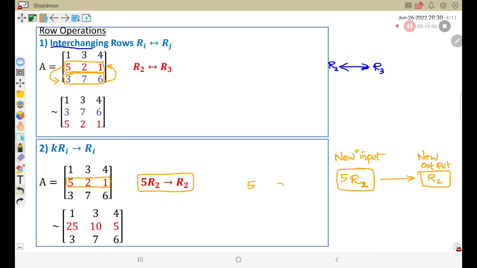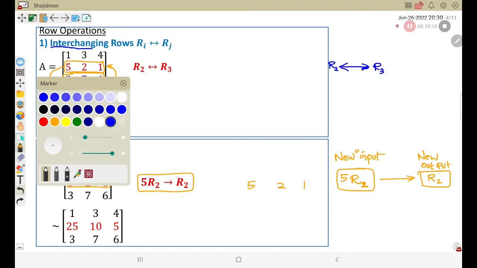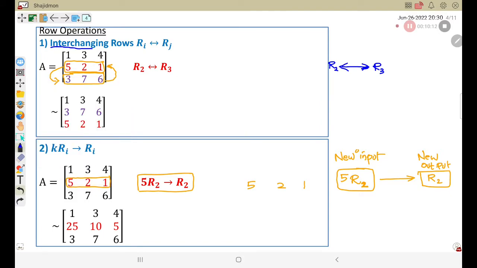See 5, 2, 1. This is the second row, correct? Each number is multiplied by 5, that is 5 times R2. So the first number we multiply with 5: 5 multiply 5, 5 multiply 2, 5 multiply 1, correct? So here 5 multiply 5 is 25, 5 multiply 2 is 10, 5 multiply 1 is 5. Okay, I hope you understood. That is the new output row. See, the matrix is changed now: 25, 10 and 5.